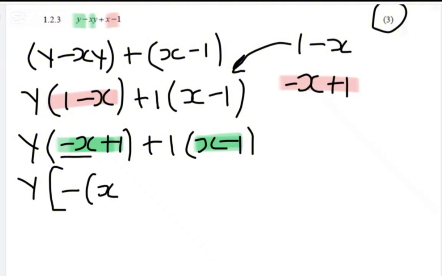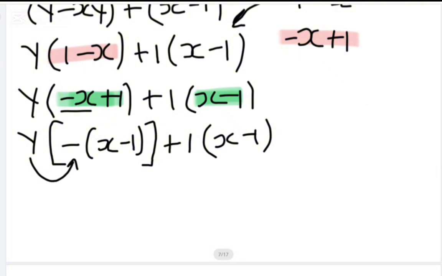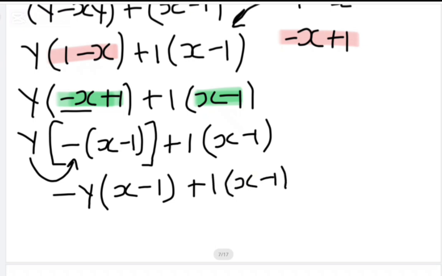If we multiply this with this one, we're going to get negative x. What can we multiply with this negative to give us this 1? It's going to be negative 1. I hope that one is clear to you all. So it's going to be negative 1 for this one. So I'm going to put close brackets plus 1x minus 1. Now we can multiply this negative with this. We're going to have negative y, which is the same as x minus 1, plus 1x minus 1, perfect.